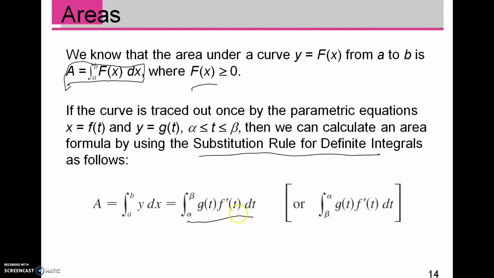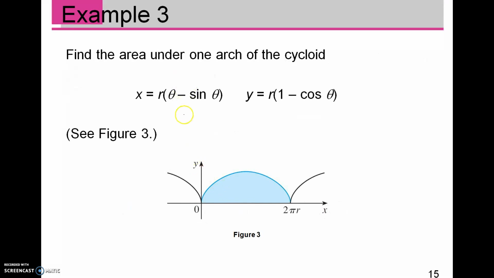Or we can write it like this as well: the integral from alpha to beta of g of t times f prime of t dt. So that's just substituting. So we're finding the area.